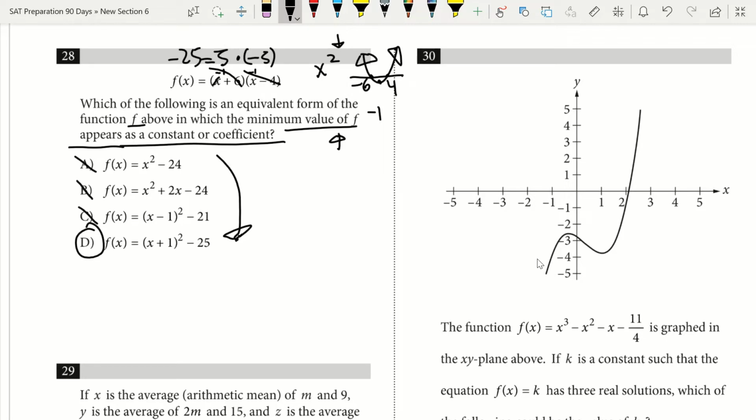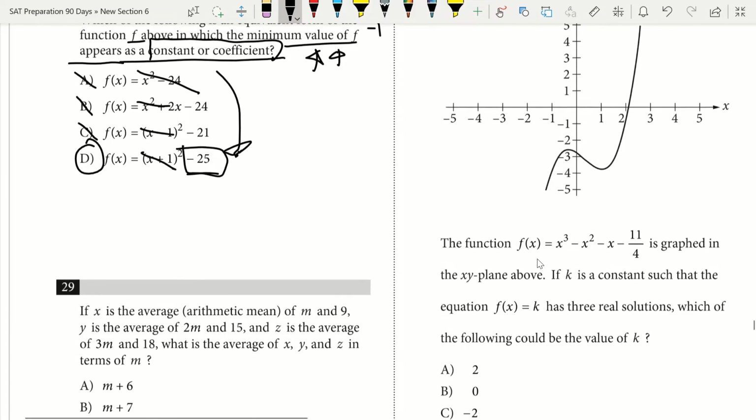The big tip there is understanding that if we're asked for some value shown as a constant or coefficient, we're going to solve for that value first, because sometimes there's only one answer choice with it, and then we don't even have to worry about this part, this part, or any of that. We just find the one that has that constant or coefficient. So the answer there is going to be D for 28.